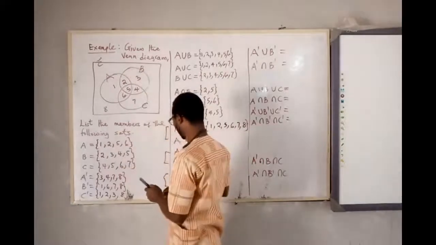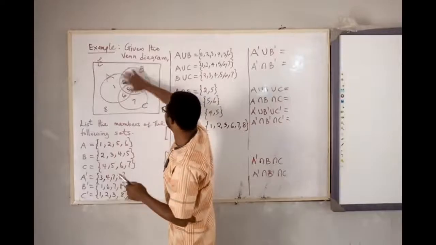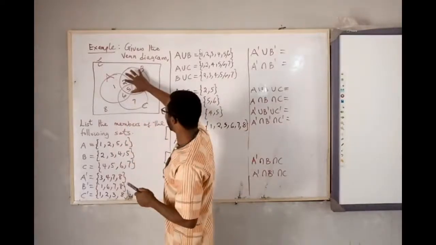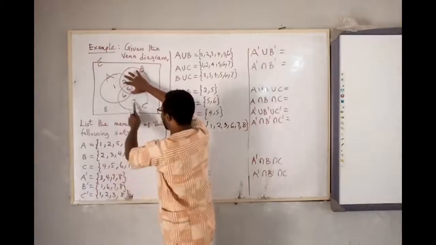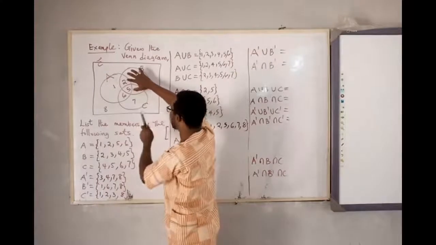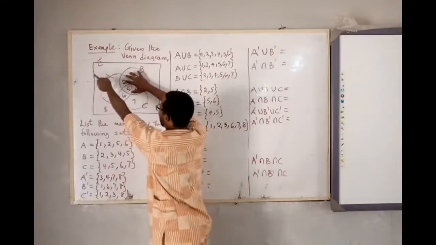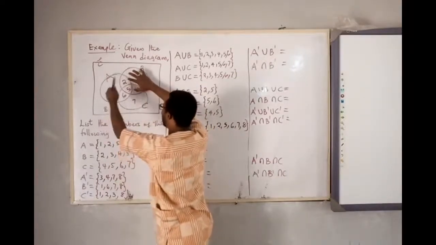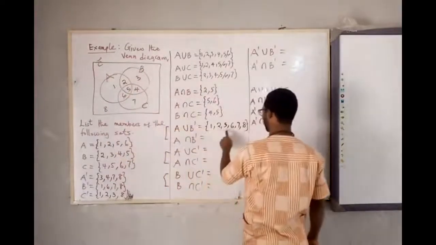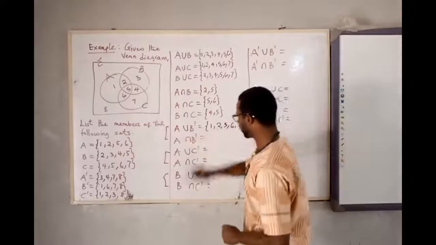I repeat again. B prime means delete B. And don't forget, it's only B that is prime. So B prime, I've deleted it. I have 1, 6, 7, 8. So I'm being asked to unite it to set A. So I'm uniting it to set A, I'm going to bring in 2 and 5. That's why we have 1, 2, 5, 6, 7, 8. Let's look at this next one.